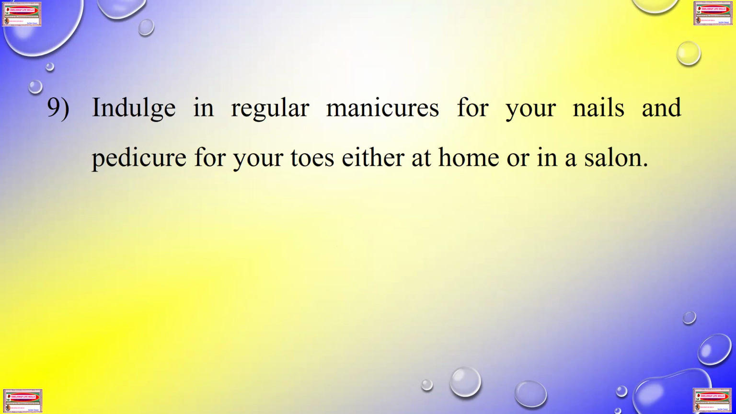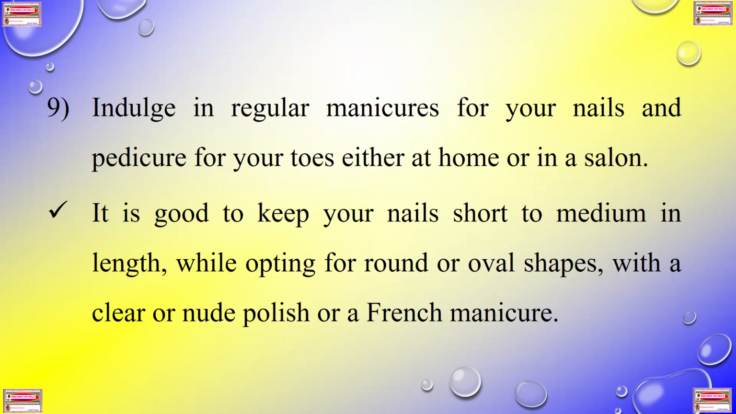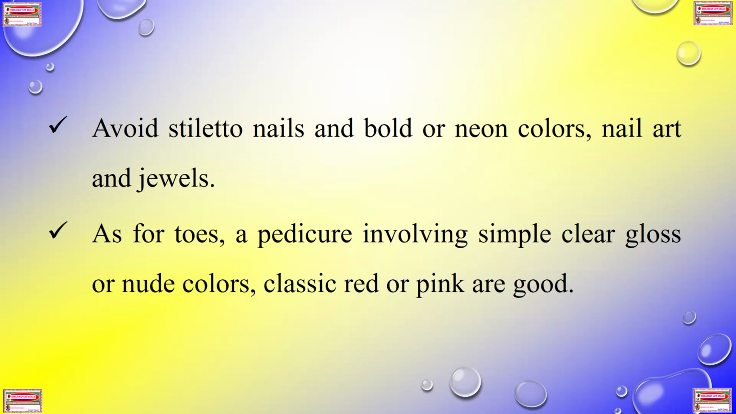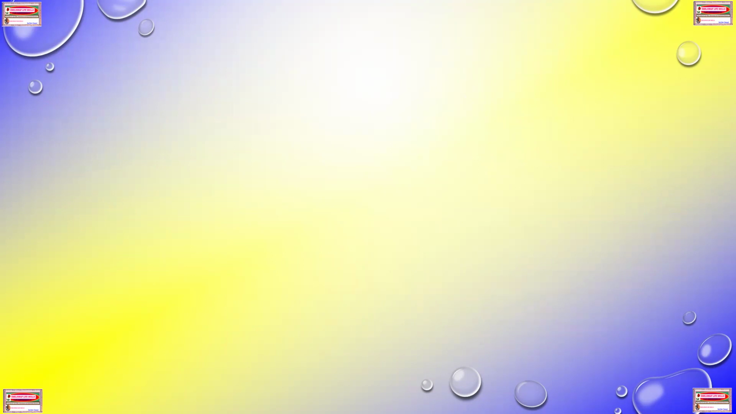Number 9, indulge in regular manicures for your nails and pedicure for your toes, either at home or in a salon. It is good to keep your nails short to medium in length while opting for round or oval shapes with a clear or nude polish or a French manicure. Avoid stiletto nails and burnt or neon colors, nail art, and jewels. As for toes, a pedicure involving simple clear gloss or nude colors, classic red or pink, are good.